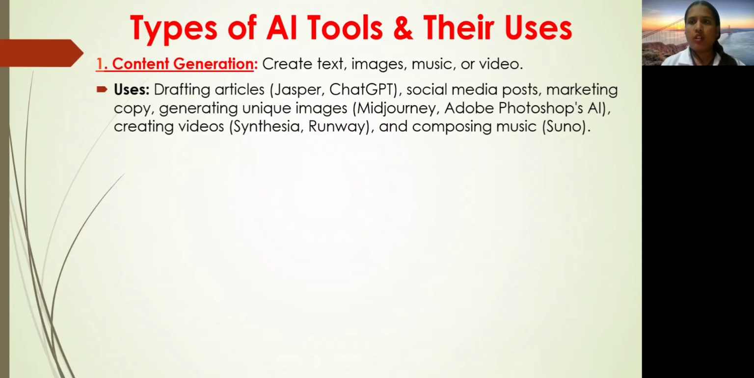First, if we want to generate some content from an AI tool, we can create text, images, music, or video. Use it for drafting articles, such as Jasper or ChatGPT, but always keep in mind that whatever answer is given by ChatGPT is not always true. ChatGPT only provides answers based on the data previously stored in that particular system. So once you get the data from ChatGPT, kindly cross-check it once. Then only will you come to know whether the data you are getting from ChatGPT is right or wrong.